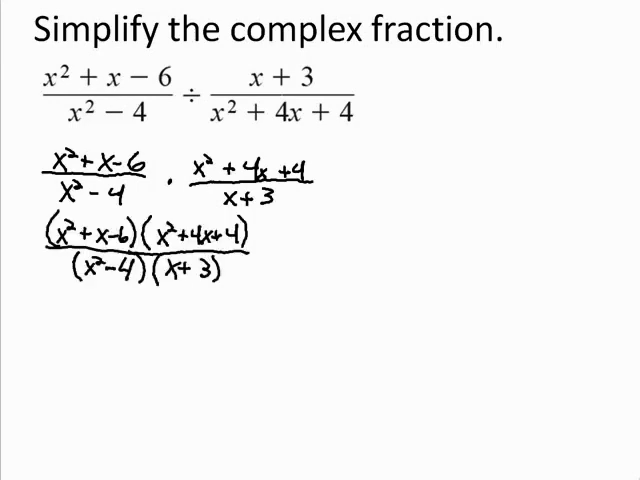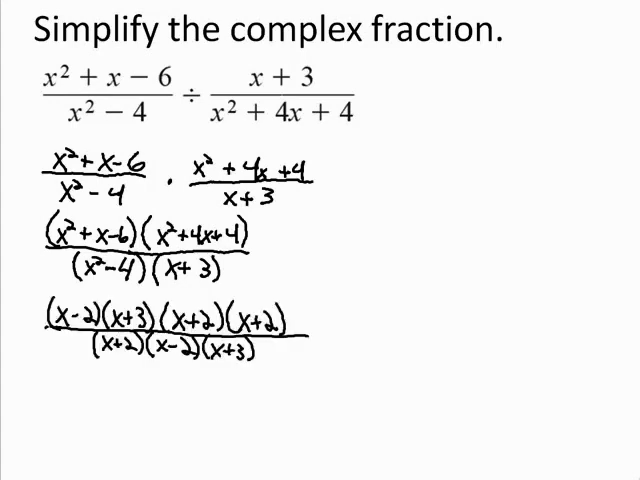X squared plus x minus 6 factors into x plus 3 and x minus 2. X squared plus 4x plus 4 factors into x plus 2 and x plus 2. And x squared minus 4 factors into x plus 2 and x minus 2. There is an x plus 2, an x minus 2, and an x plus 3 in both the numerator and denominator, so they cancel out. You are left with x plus 2.